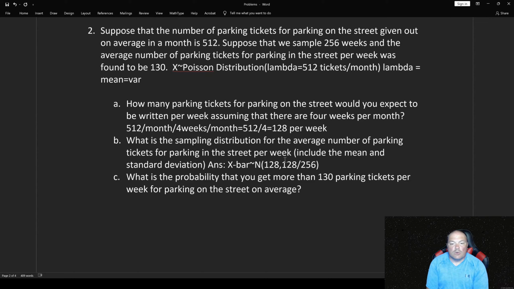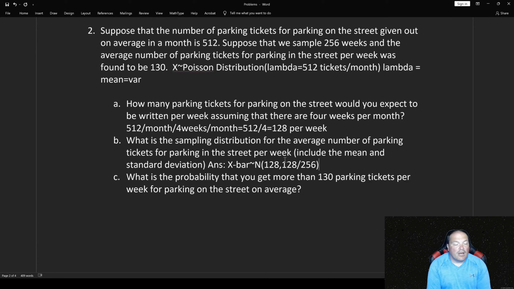Okay, so before I go on to part C, it's very important that you have an idea of where I came up with that. Okay, remember, lambda is equal to the mean, and the mean in this case is 128. Okay, lambda is 128. The variance in this case is equal to lambda divided by n, which in this case would be 128 divided by 256.